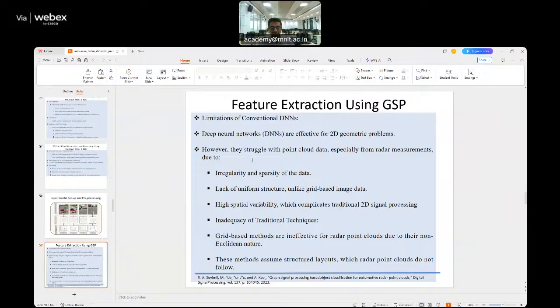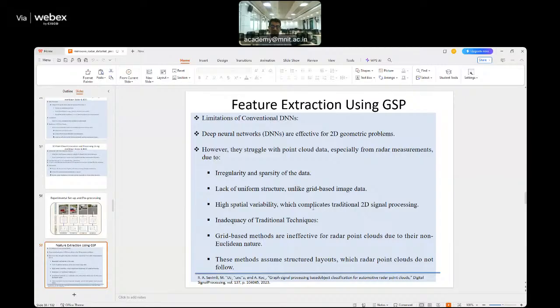What is the limitation here? Deep neural networks are effective for 2D geometric problems. However, they struggle with point cloud data, especially radar measurements, due to the irregularity and sparsity of the data, lack of uniform structure unlike grid-based image data, and high spatial variability compared with traditional 2D signal processing. High spatial variability basically means that when many points are there, there needs to be some fixed background. But that is not there, so it is not that easy to extract features using 2D signal processing.